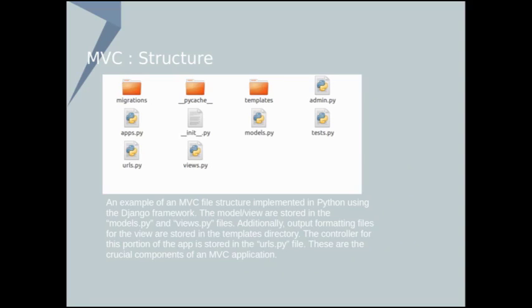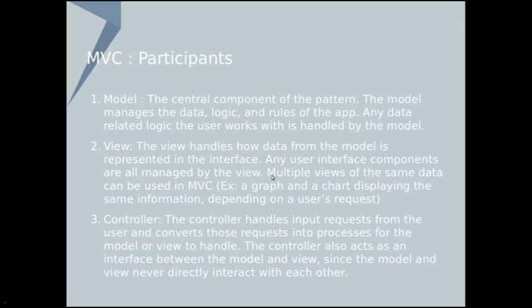And here, this is an example of an MVC file structure implemented in Python using the Django framework. Basically, the model and view are stored in the models.py and the views.py Python scripts. And additionally, the output formatting files are stored in this templates directory. The controller portion of the app is stored in the urls.py script. And these are basically the main three crucial components of an MVC application.